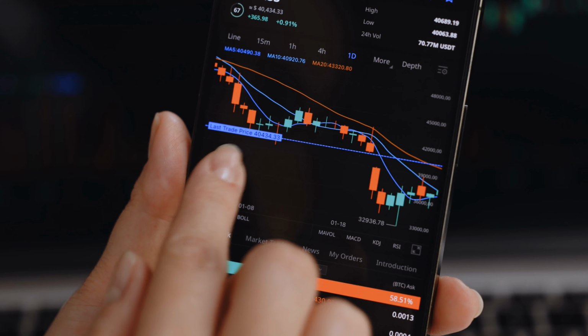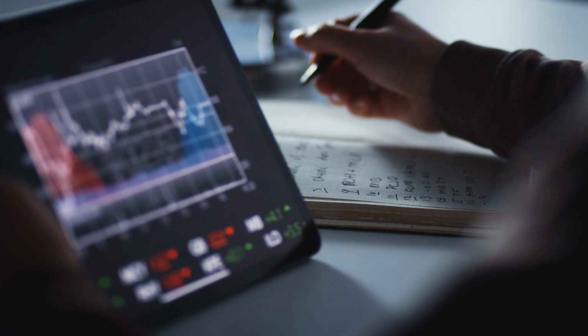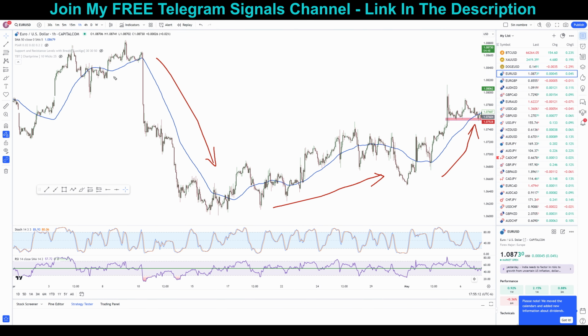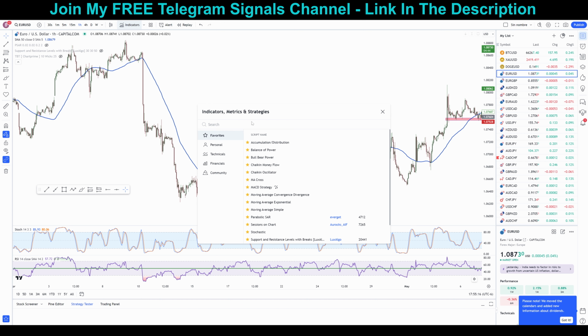How do we know about the trend? There are a few ways, but the easiest way to analyze what trend we have is by adding one indicator called the moving average. And the moving average, you're going to find it right here. You can just type in the indicator section.